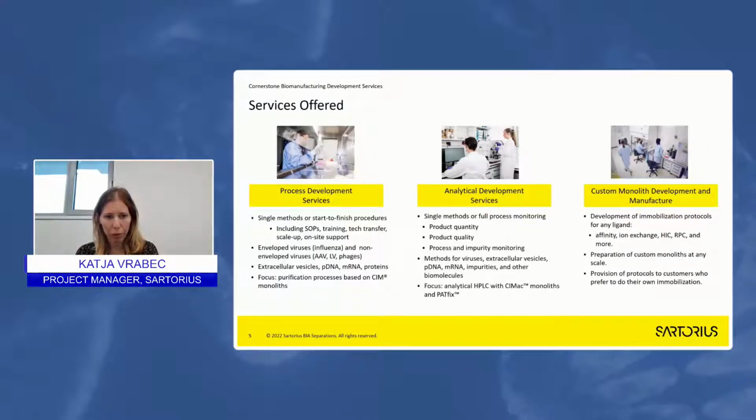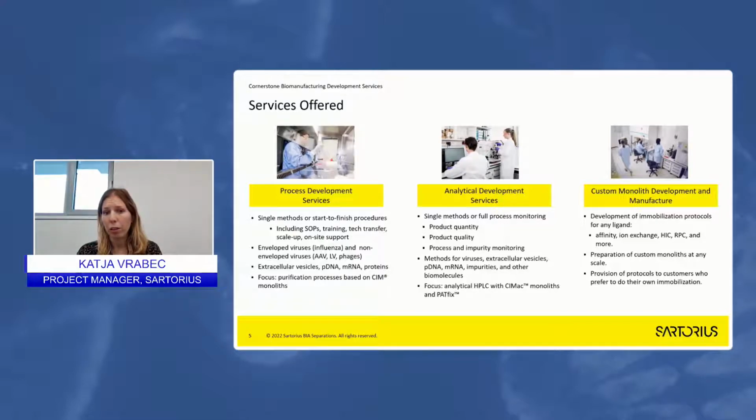Process development services. We offer single methods or start to finish procedures, writing SOPs, training, tech transfers to CMOs, scale up of processes, and also on-site support if needed. The process development focuses on developing methods on enveloped viruses, such as influenza, or non-enveloped viruses, such as AAV, phages, then extracellular vesicles, pDNA, mRNA, and proteins. And we focus on purification processes based on CIM monoliths.